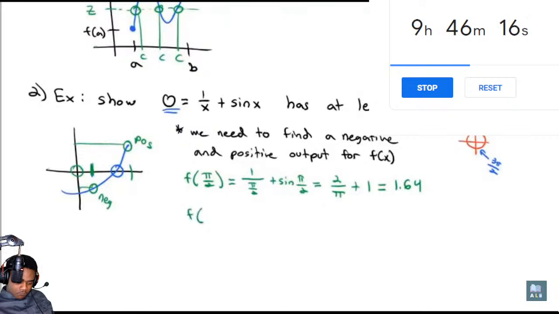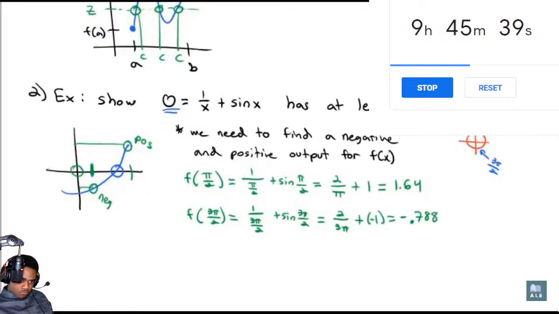Then the other point, to try and get negative, we said the most negative point for sine is at 3 pi over 2. So let's see what that gives us. 1 over 3 pi over 2 plus the sine of 3 pi over 2 is equal to, well, the reciprocal of 3 pi over 2 is 2 over 3 pi plus the sine of 3 pi over 2 is negative 1. And sure enough, that's negative 0.788.